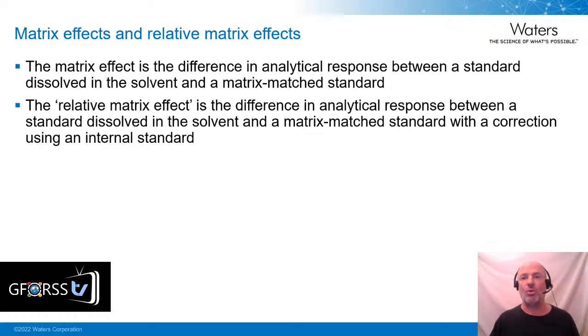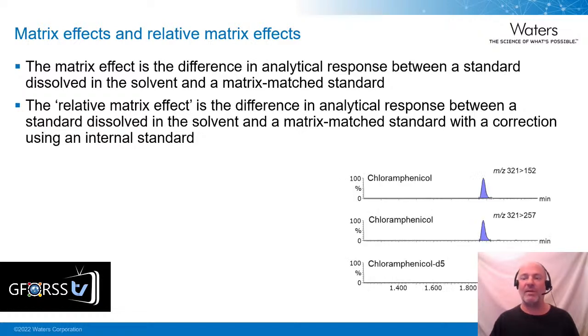The regulation calls out the relative matrix effects, and it defines this as a difference in analytical response between a standard dissolved in the solvent and a matrix match standard with a correction using an internal standard. So we have a typical scenario. We have chloramphenicol. We have two transitions for chloramphenicol, and then we have a response from the internal standard, chloramphenicol D5.